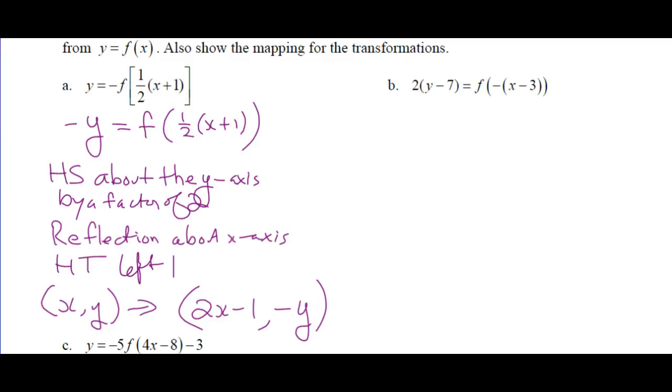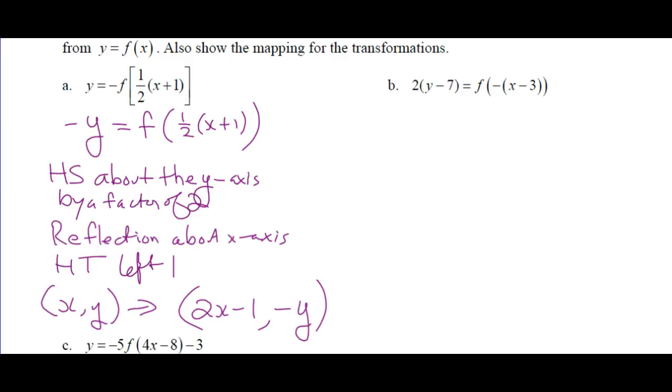2, y minus 7 is equal to f of negative bracket x minus 3. So do we have to do any rearranging? No, right? Everything's over. Anything that affects the y is on the left side. Anything that affects the x is on the right side. Okay, so nothing to rewrite. Is there a horizontal stretch? I hear yes, I hear no. I will re-ask. Is there a horizontal stretch? No.